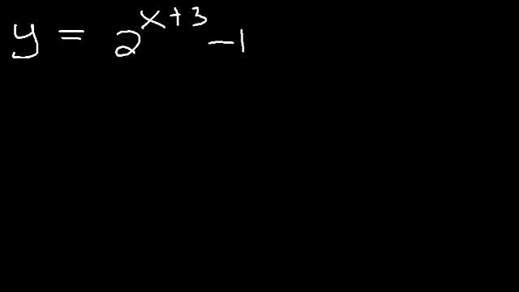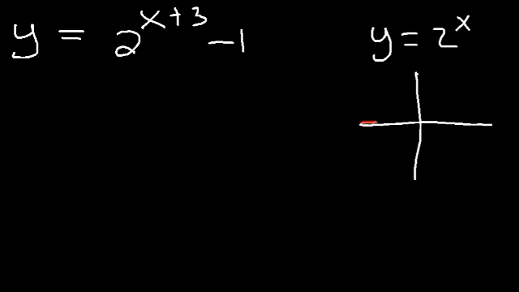Now what about for an exponential function? Let's say you have the function 2 to the x plus 3, minus 1. Now let's draw the parent function y is equal to 2 to the x. This graph looks like this. This is the generic shape.